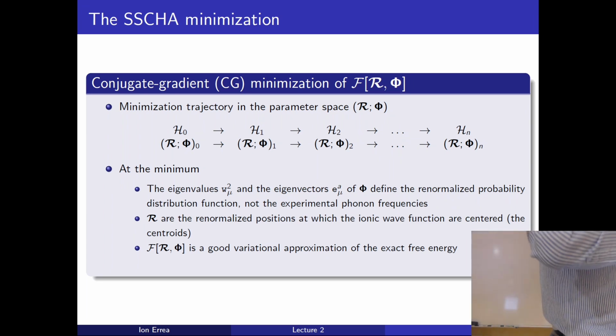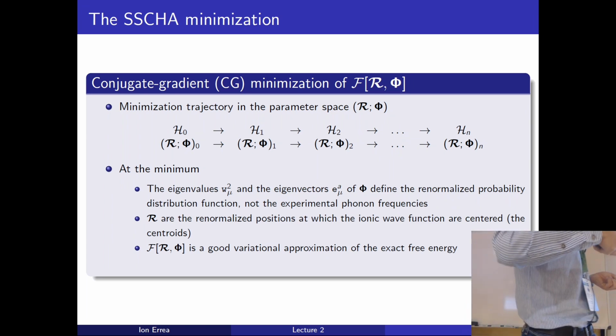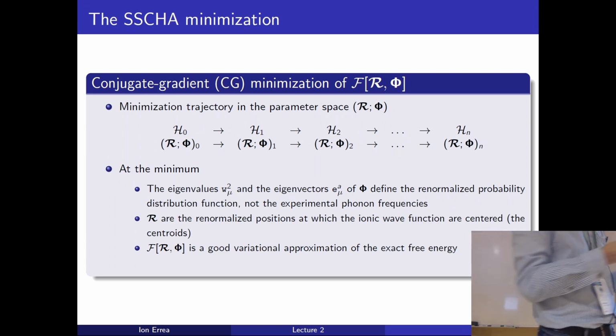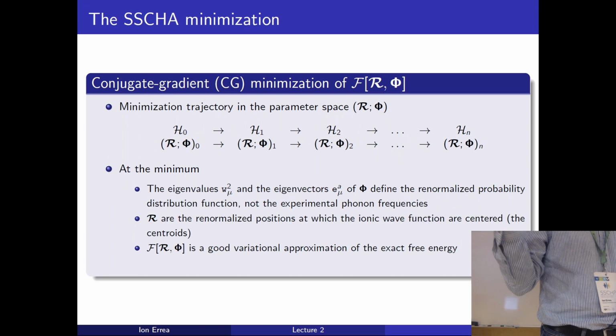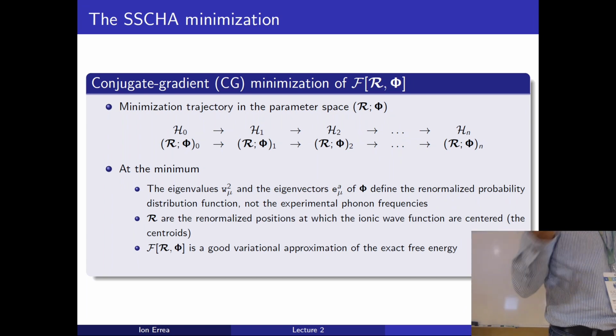Then, this is physical. At the end of the minimization, the final centroid positions that we have are the expectation value of the position operator. So this is what we expect experiments to detect, to measure the ions by X-ray or whatever. And we also have this quantity, the free energy, so we also have a good approximation of the free energy. What I mean by this slide is that we have a thermodynamic solution here. We have free energy, and another thermodynamic quantity, the ionic positions, the centroid positions, which are the renormalized ionic positions, taking into account anharmonicity and also quantum effects.